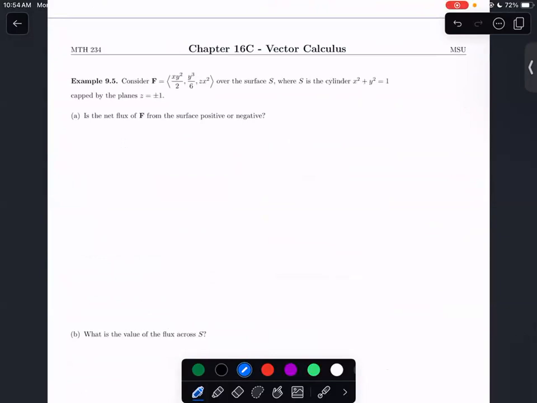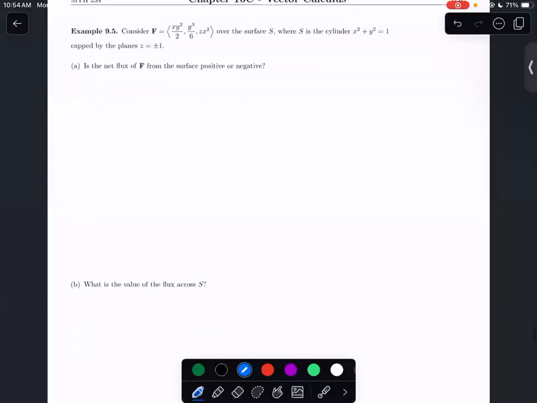All right, let's try another one here. We have a vector field over the surface S, where S is the cylinder x squared plus y squared equals 1, capped by the planes z equals plus and minus 1. And then it asks, is the net flux of F from the surface positive or negative? What is the value of flux across S?